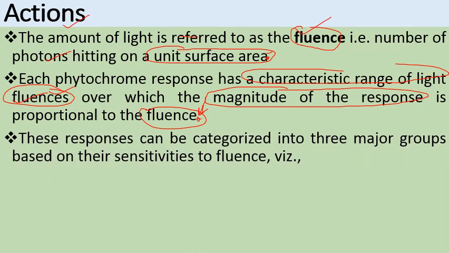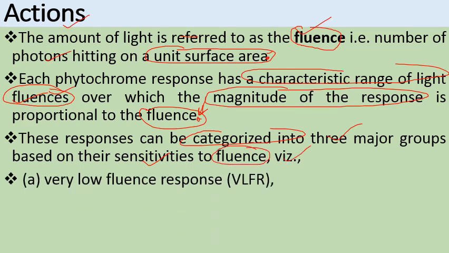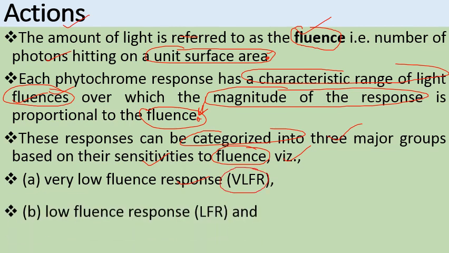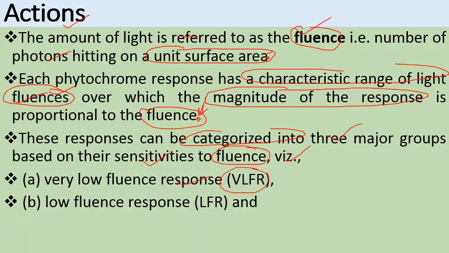So these responses can be categorized into three major groups. तीन groups में हम इसको divide कर सकते हैं on the basis of their sensitivities to fluence or light. They are namely very low fluence responses, abbreviated as VLFR. Second is low fluence responses, जिसको abbreviate किया जाता है LFR, and finally the high irradiation responses.